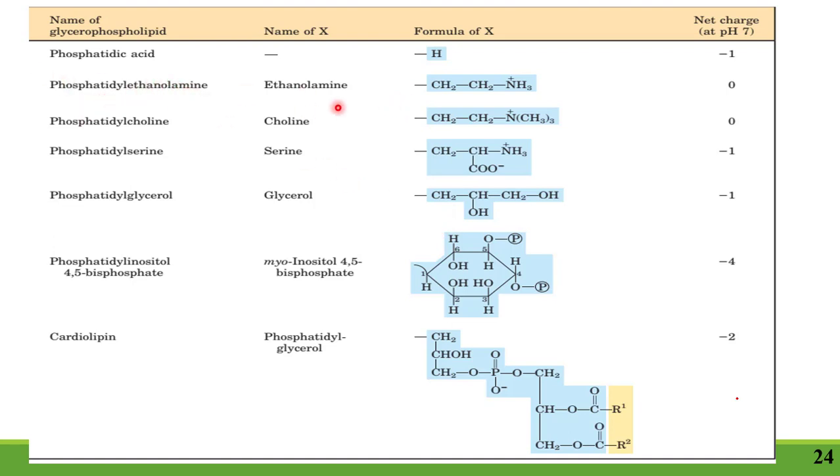In phosphatidylethanolamine, instead of H we have CH2 NH3, and in phosphatidylcholine we have this compound which is called choline, and phosphatidylserine has the amino acid serine, and phosphatidylglycerol has a glycerol instead of O, and phosphatidylinositol has this alcohol which is similar to sugar, and cardiolipin has an extra phosphatidylglycerol in its structure.